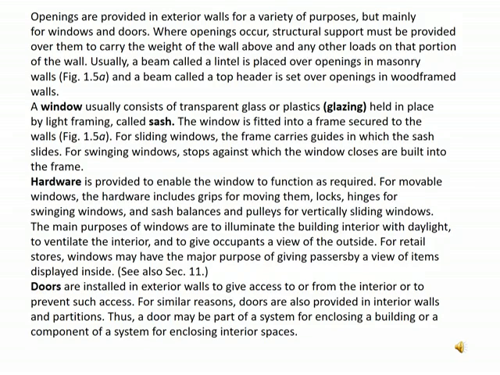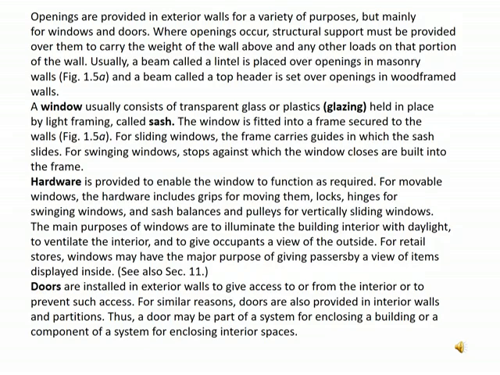A window usually consists of transparent glass or plastic glazing held in place by light framing, so-called the sash. The window is fitted into the frame and screwed to the wall.